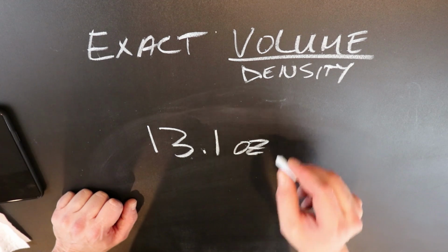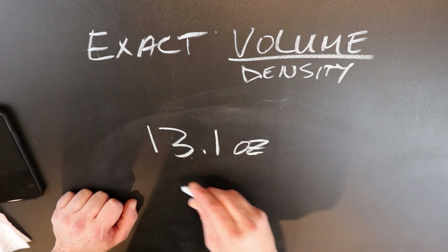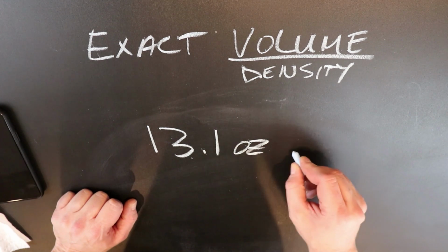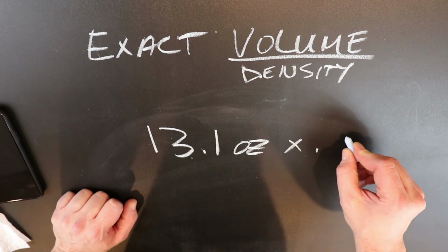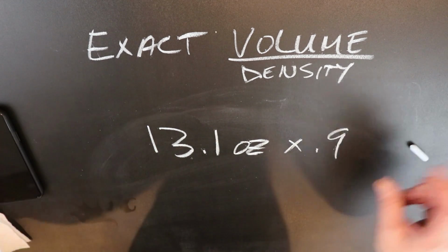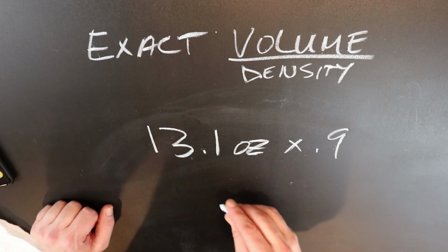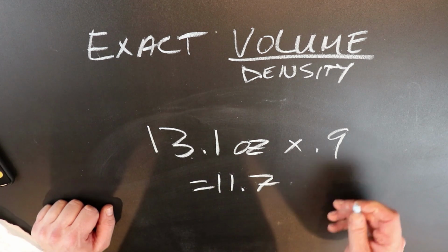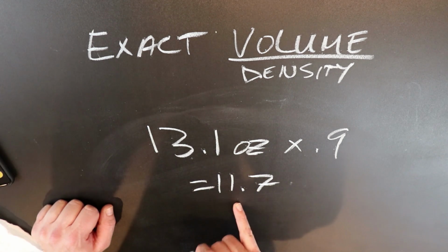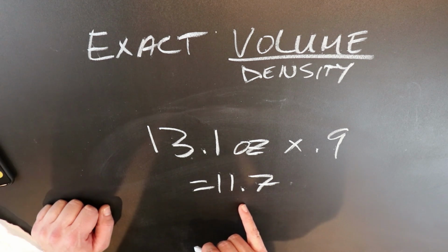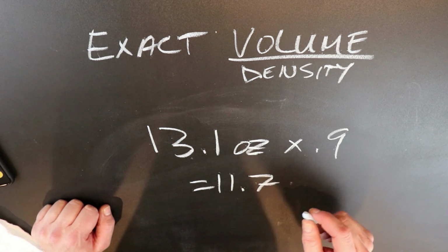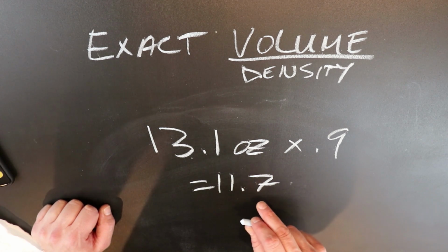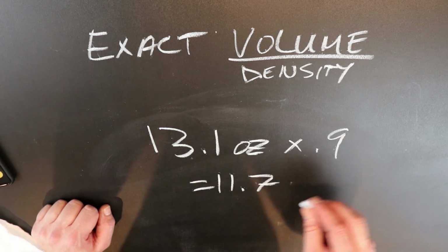So what we're gonna do is use that formula that I just showed. So it's gonna be 13.1 times 0.9, which is gonna be 11.7. So I'm gonna go ahead and measure out 11.7 ounces of wax. We're gonna melt it and then pour it straight in that vessel. And it should come to about the same point that the water came to.